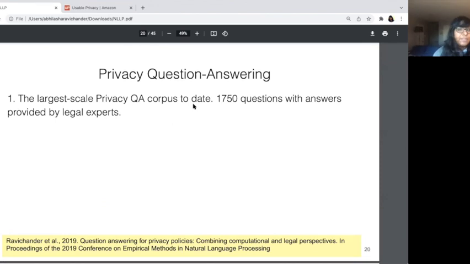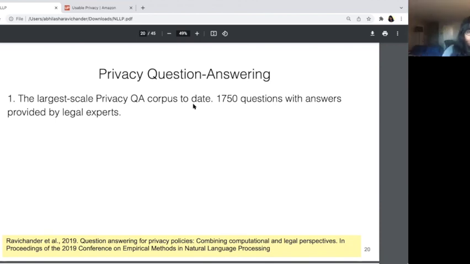I want to briefly describe some early work in this area, and this is still a really nascent field, so it would be great if there was more research. I'm going to describe the PrivacyQA corpus, which consists of 1,750 user questions with answers provided by legal experts.